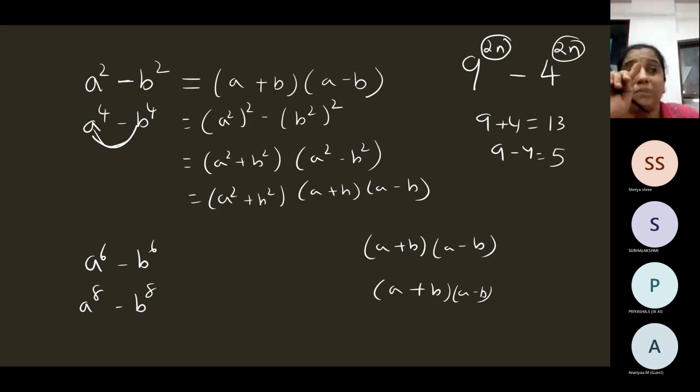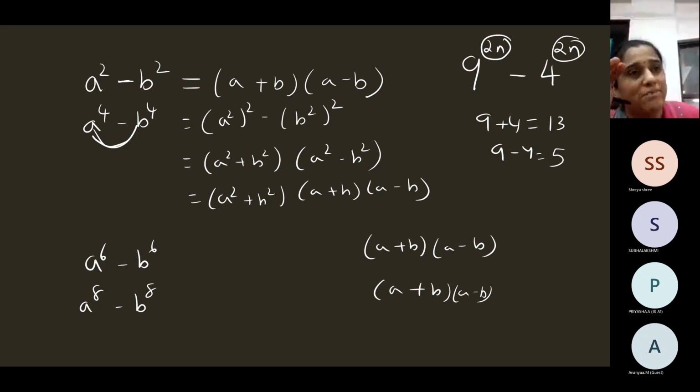Now for a cubed plus b cubed, only a plus b is a factor. a minus b will not be a factor. For a cubed minus b cubed, only a minus b is a factor. What are the two factors of a cubed minus b cubed? a minus b into a square plus ab plus b square. The algebraic identity: a cubed minus b cubed is equal to a minus b into a square plus ab plus b square. So for a cubed minus b cubed, a minus b is a factor. For a cubed plus b cubed, a plus b is a factor.